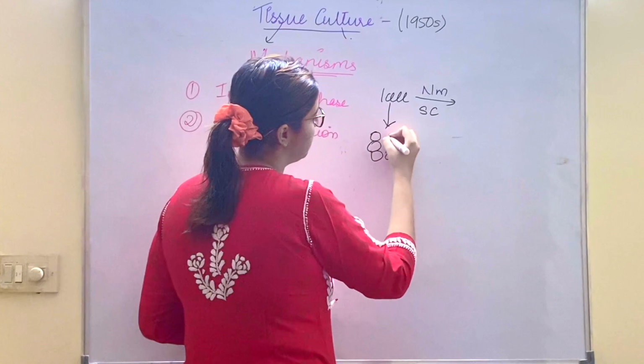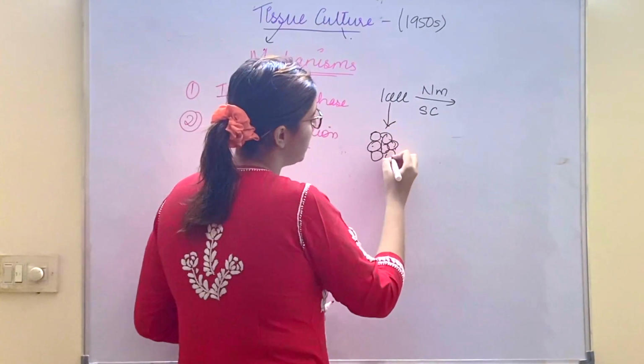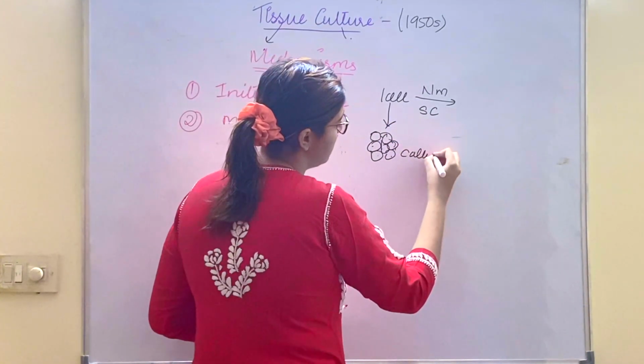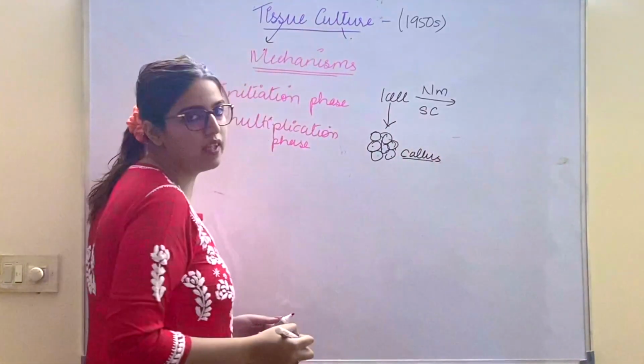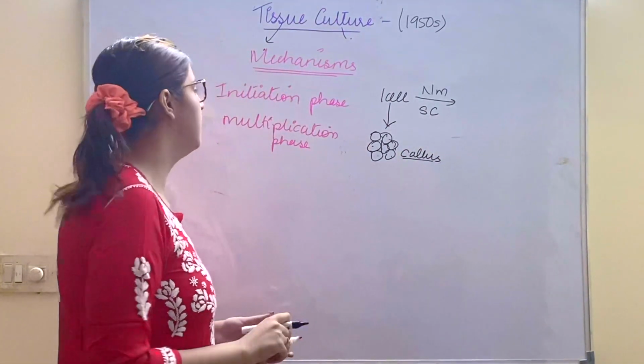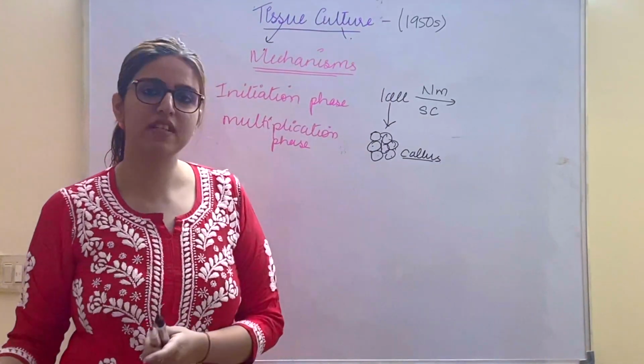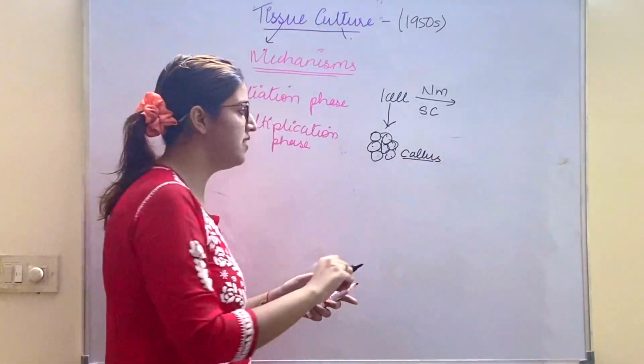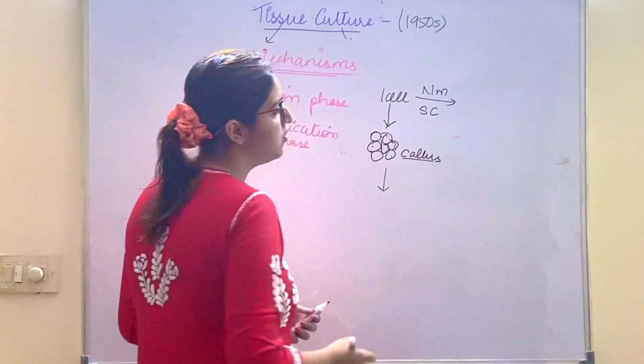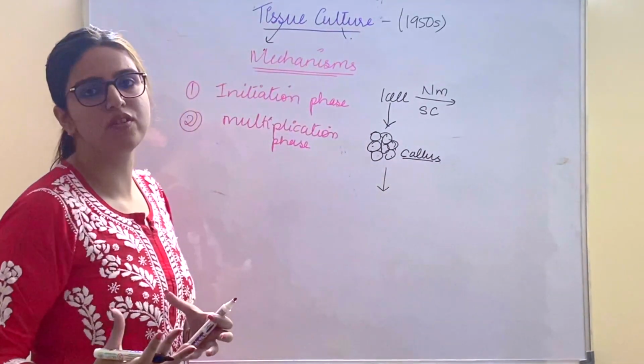I told you this ball of cells will be formed, called callus. So this is happening in my multiplication phase. Now that I have callus, what did I tell you? There will be differentiation now, right? This callus is now going to differentiate. It will differentiate into specific parts of the new plant.